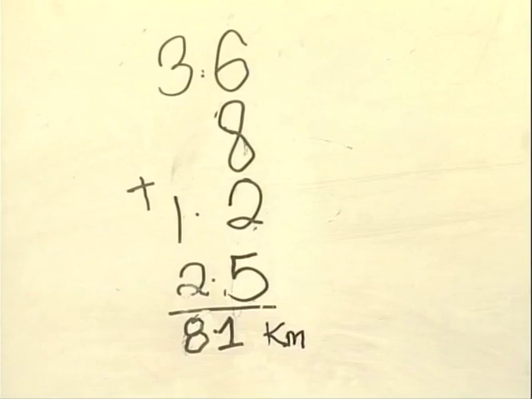You add 3. Yeah, 3 plus 1 is 4. 4 plus 2 is 8. So I put down 8. So my answer is 8.1 kilometer. Okay. Thank you. Class, do you think the answer is correct? No. Who has got a different answer? Okay, let's have Rachel.